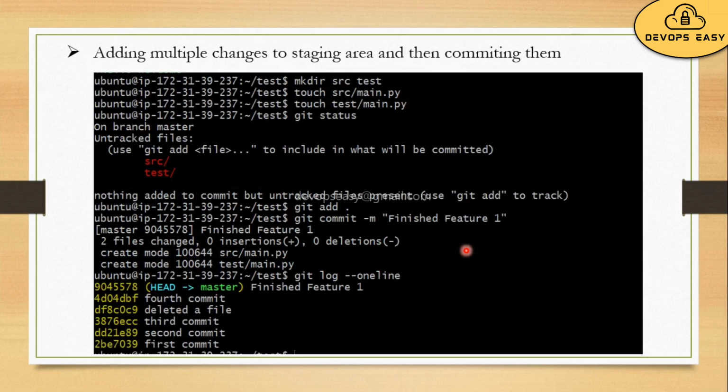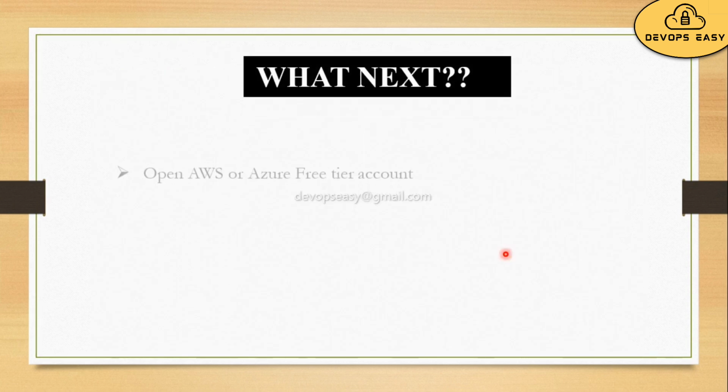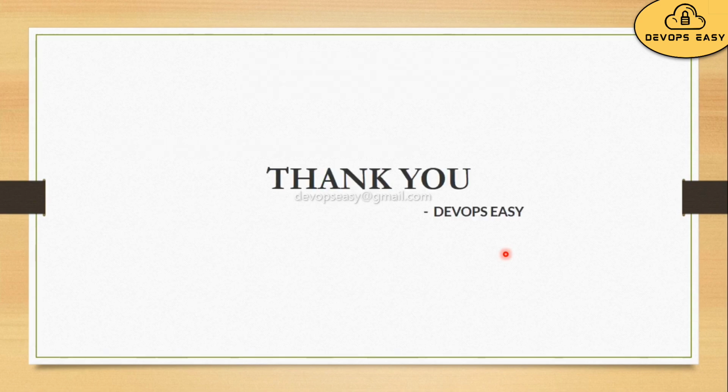So if you added multiple folders and multiple files, but you want to add all files at a time, what is the command? You can execute git add dot or git add -A. Then it will add all changes from the working tree to the staging area. Git add dot. Then from the staging area, if you want to add to the local repo, git commit, finished feature. So what next? Try to create an account in AWS and try to create an account in GitHub.